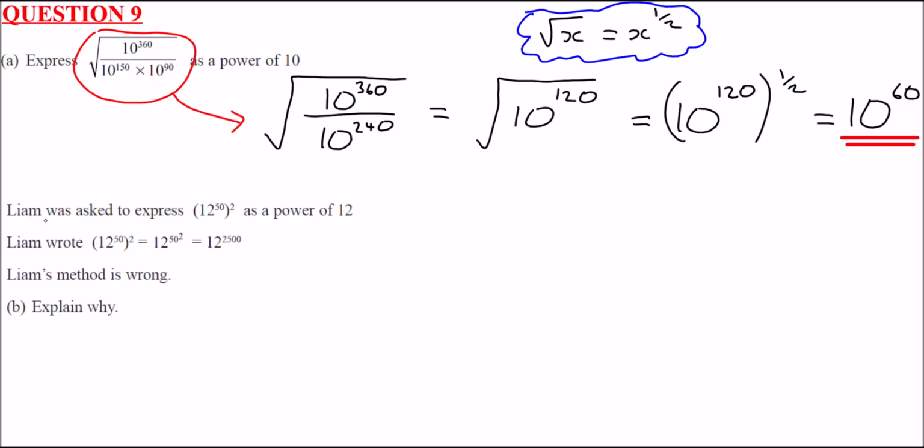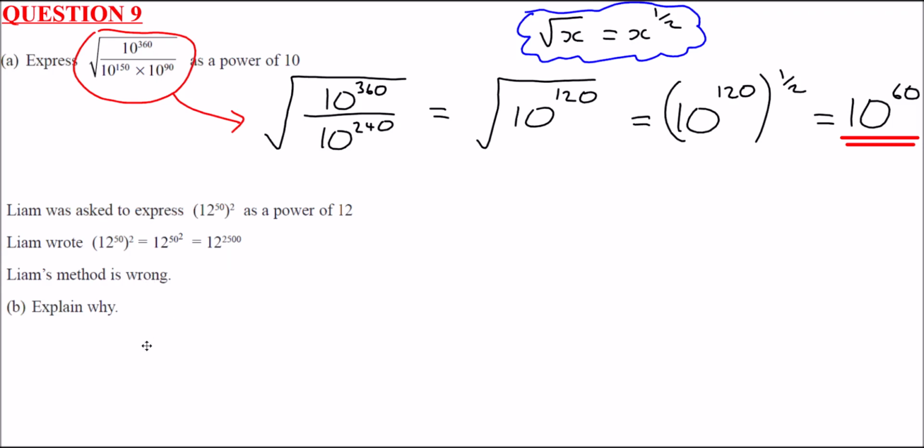For part B, Liam was asked to express 12 to the power 50 squared as a power of 12. Liam wrote 12 to the power 50 squared equals 12 to the 50 squared equals 12 to the power 2500. Liam's method is wrong. It would seem here that Liam has no respect for logic, and I have no respect for those which have no respect for logic. He's not learnt his logical rules of powers. So Liam's method is wrong.